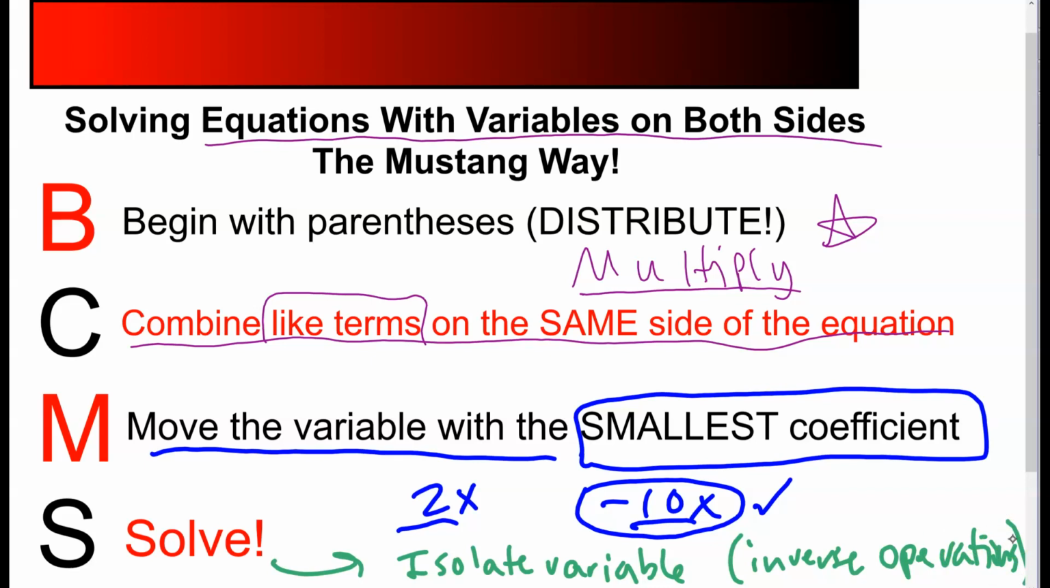So again, just a nice way to remember it, BCMS here for our school, our Mustang way of solving equations. So we're going to think, begin with parentheses, right? If we don't see parentheses, we can skip that step.